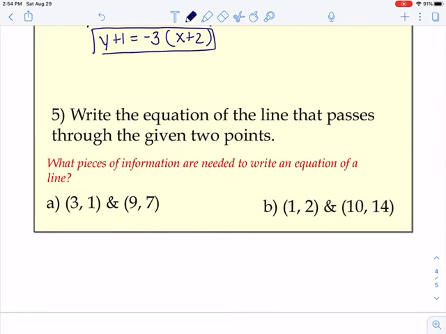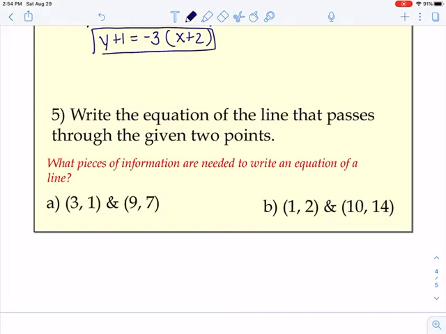Okay, and then for number 5, we're going to have 2 different parts of the problem here. For number 5, we want to write the equation of the line that passes through the 2 given points. So what information is needed to write the equation of the line? I'm going to force us into doing the problem one way; I'll force you into doing A one way and B the other way.